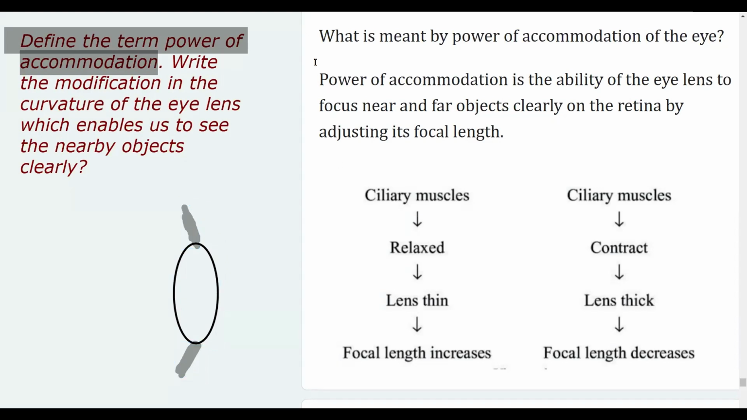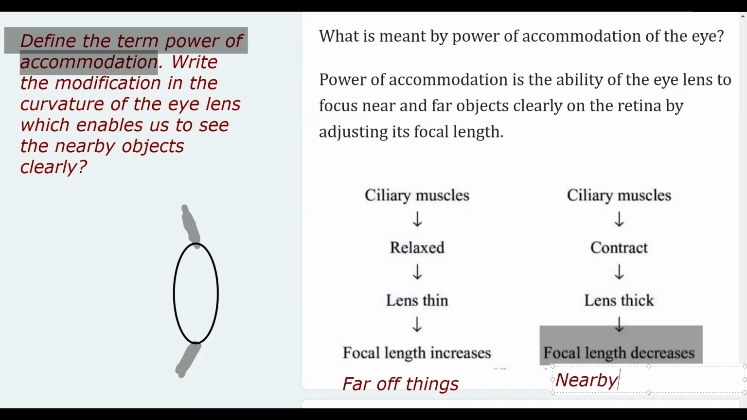So the flow chart is the best way to write this down. You can say that the ciliary muscles relax, the lens becomes thin, and the focal length increases, and I need to add over here that this enables us to see the far off things clearly. Now, similarly, as I said, the reverse happens. When the ciliary muscles contract, the lens becomes thick, the focal length decreases, and that enables us to see the nearby objects clearly.